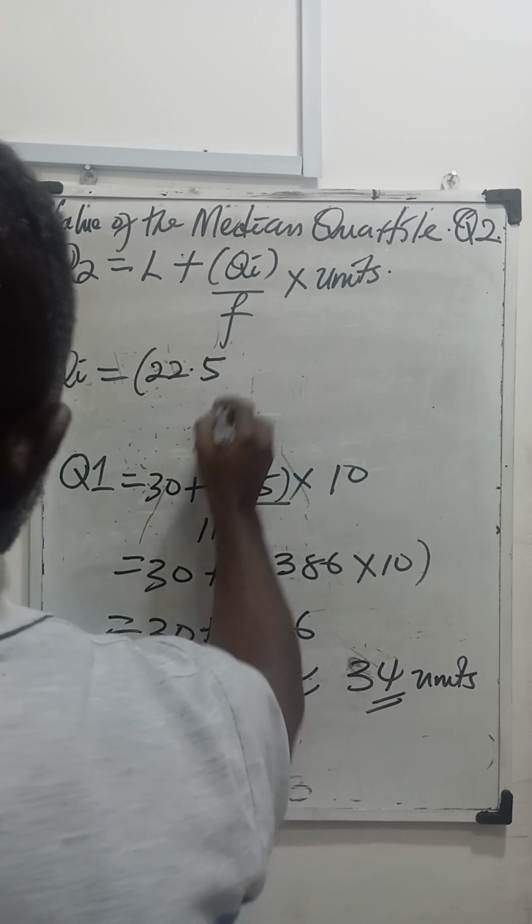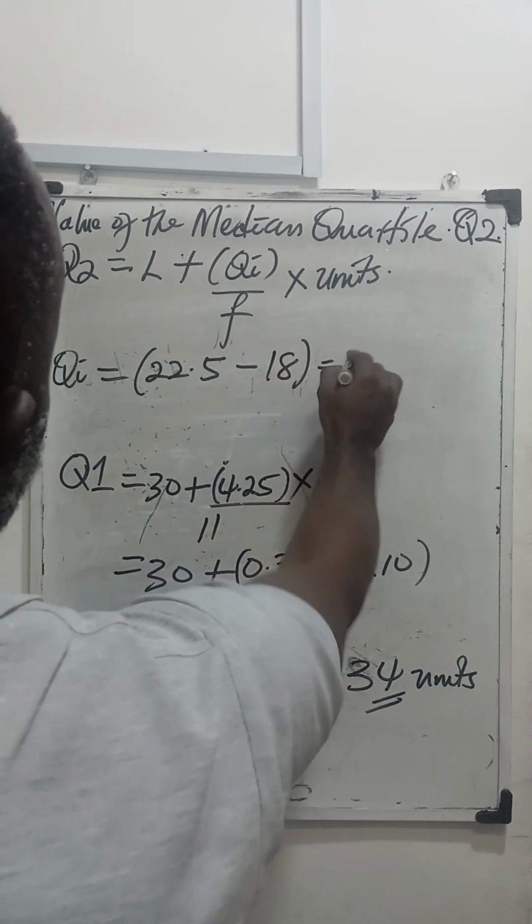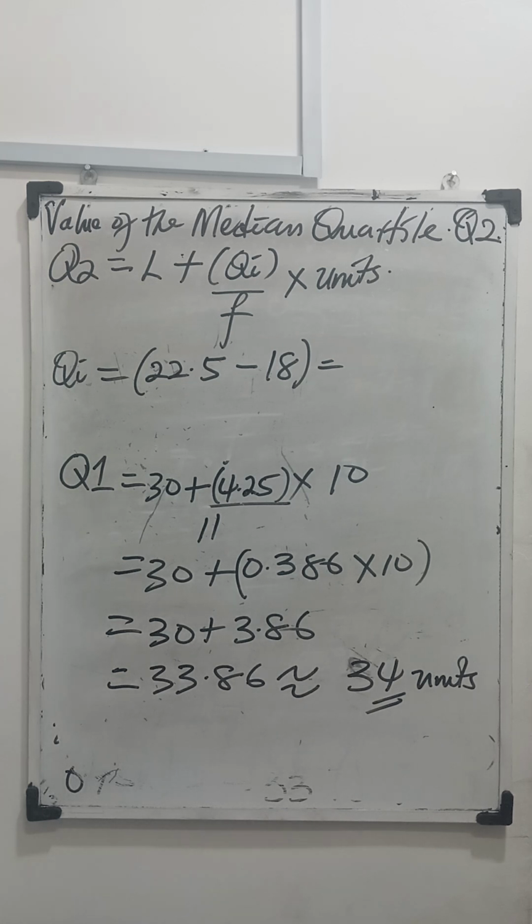22.5 minus what is the next cumulative frequency? The next cumulative frequency is 18. So 22.5 minus 18 gives 4.5. So we have gotten the quartile items.